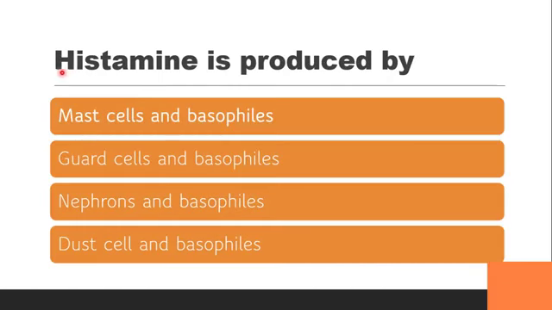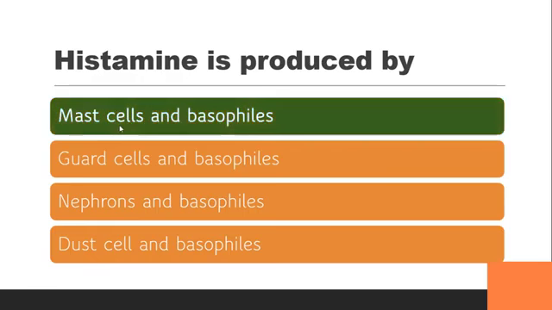Next question is, histamine is produced by, whether it is produced by mast cells and basophils, whether it is produced by guard cells and basophils, whether it is produced by nephrons and basophils, or it is produced by dust cells and basophils. The correct answer is it is produced by mast cells and basophils.